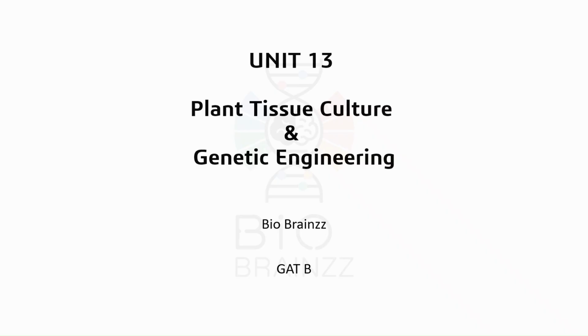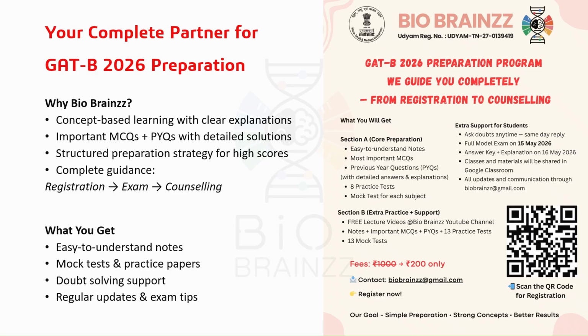For GAT-B preparation, this unit is highly important because it combines both conceptual biology and applied biotechnology. Questions are often framed around mechanisms like totipotency or gene transfer, as well as applications such as transgenic crops. Understanding the integration of tissue culture techniques with molecular tools is essential for solving analytical and application-based questions in the exam.